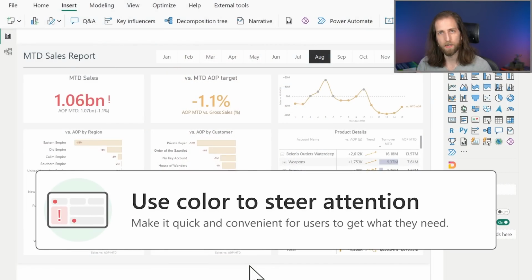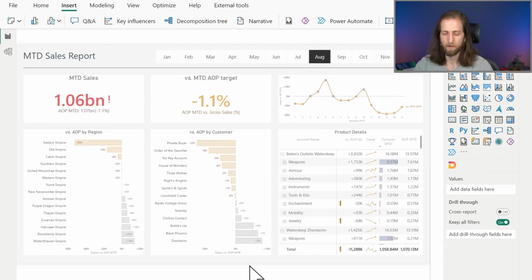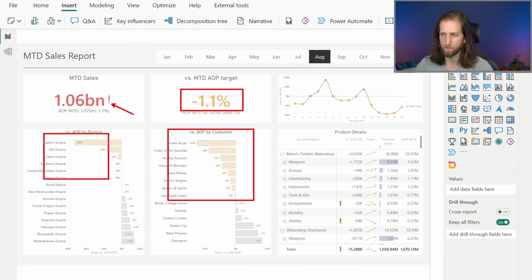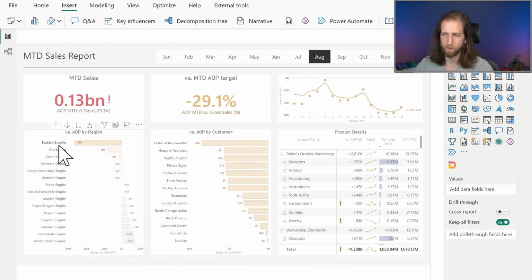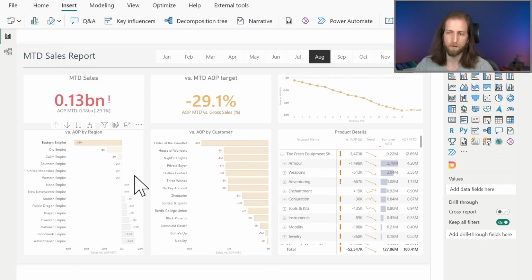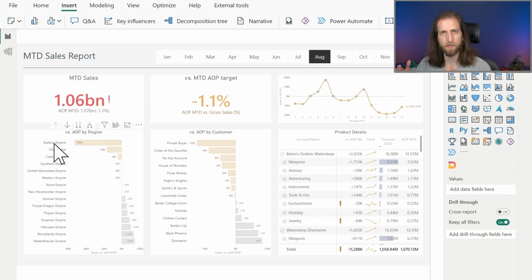The third reason is about color, using color to steer attention, rather than overwhelming with color or ignoring it entirely. Here, red is being used to draw our attention to this big number, and it has a meaning. It indicates that we're off target. Then the more subtle orange indicates where we're off target, specifically which customers, which regions, so that we can focus our attention there and actually interact with the report at that point. So color being used to steer our attention and having an explicit meaning.